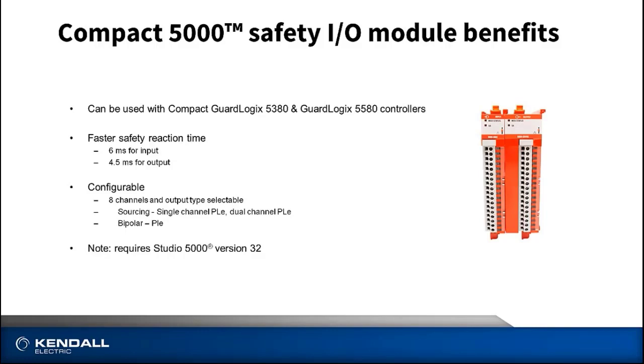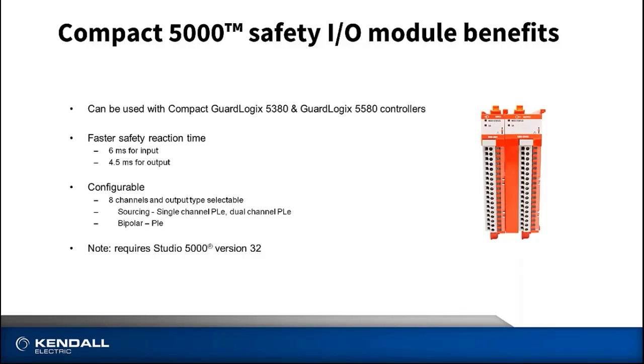Another feature that you'll see in this Compact 5000 is the ability to configure the safety output module. So in the case of the 8-channel safety output module, we have the ability to configure it for a sourcing wiring scheme or a bipolar wiring scheme. Now, when these modules are used in an overall safety system, we can achieve up to and including a SIL 3 Performance Level E safety rating.